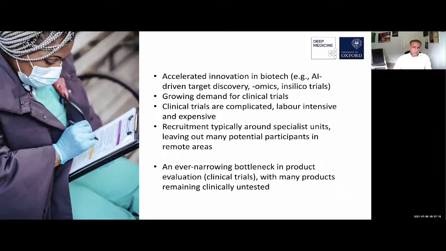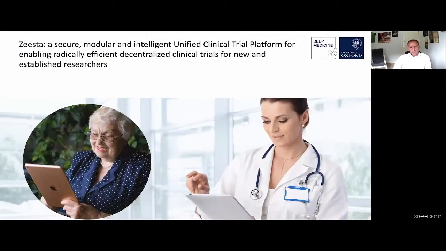Not only that, if one looks at participant recruitment, because of the complexity of the studies, we have been seeing that recruitment is typically focused around specialist units, leaving out many potential participants who live in remote areas, because the burden for those participants to attend clinics and be recruited is just higher. As a consequence, we will have an ever narrowing bottleneck in product evaluation in clinical trials, with many products remaining clinically untested.